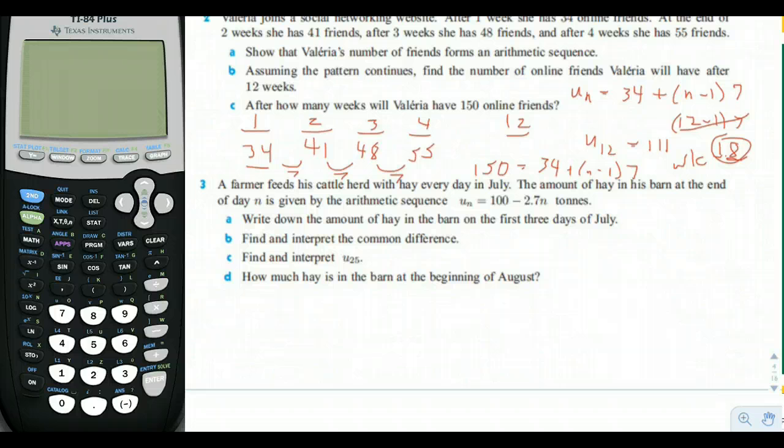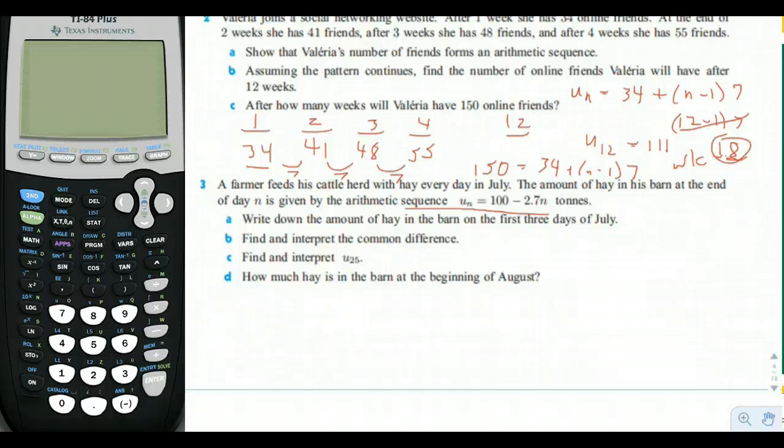Okay, last one. A farmer feeds his cattle herd with hay every day in July. The amount of hay in his barn at the end of the day is given by the arithmetic sequence, and they give you the formula in this case. So write down the amount of hay in the barn on the first 3 days of July.